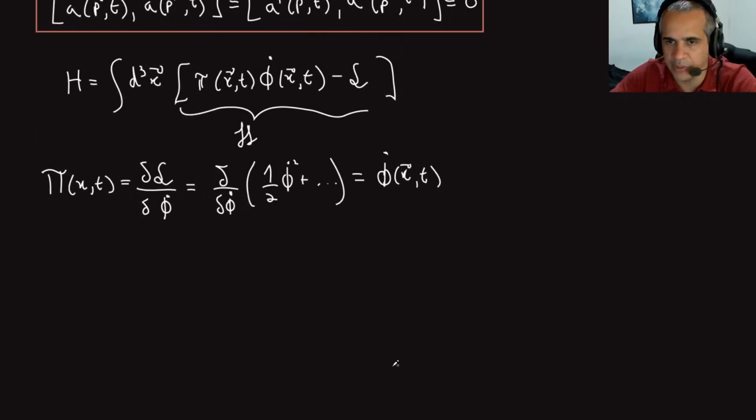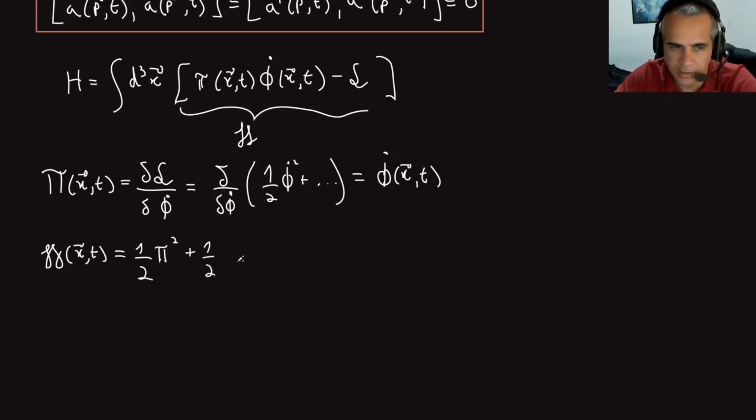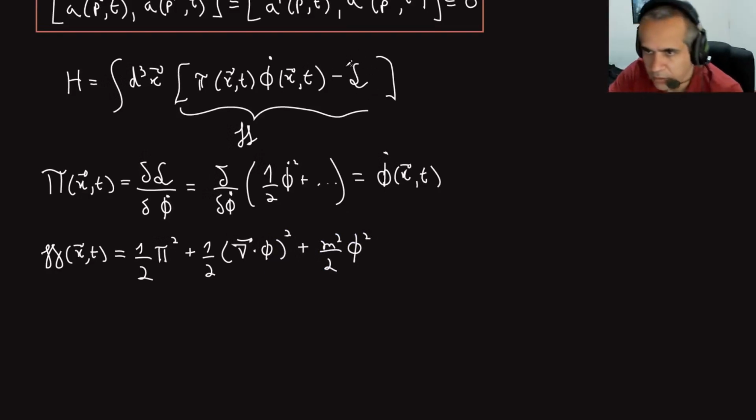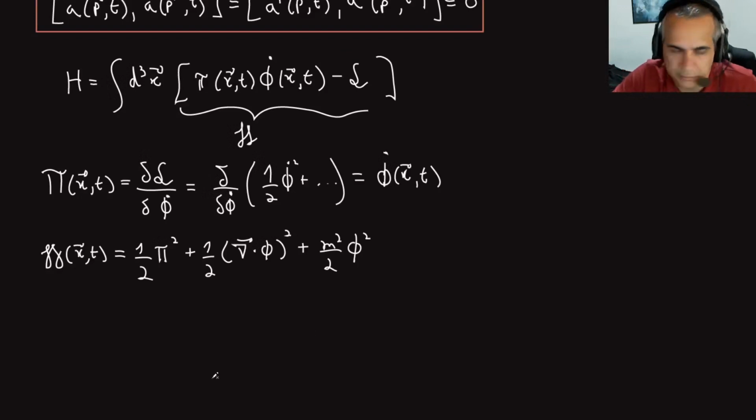And that means my Hamiltonian of x, t, I keep forgetting that, is just half of pi squared plus half of the space derivatives plus m squared over 2 phi squared. I just substituted the definition of the Lagrangian here and subtracted.